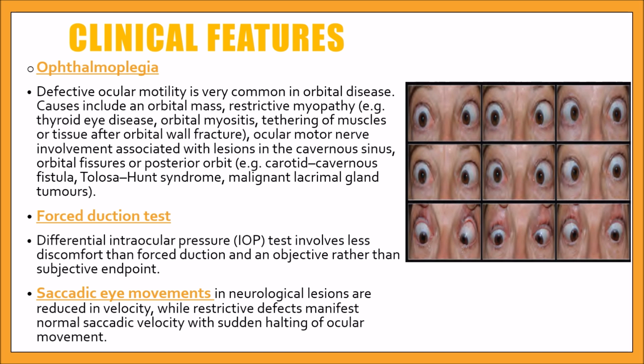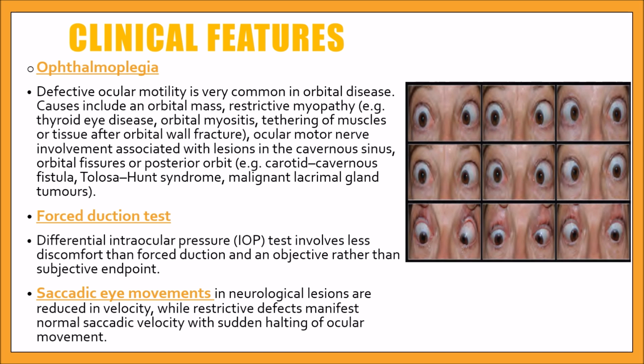Then the differential intraocular pressure test involves less discomfort than the forced duction test and has an objective rather than subjective endpoint. The IOP is measured in the primary position of gaze, and then when the patient is attempting to look in the direction of limited mobility, an increase of 6 mm of mercury or more denotes resistance transmitted to the globe by muscle restriction, which is called the Braley sign.